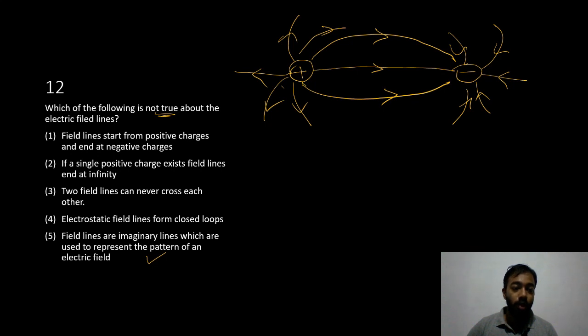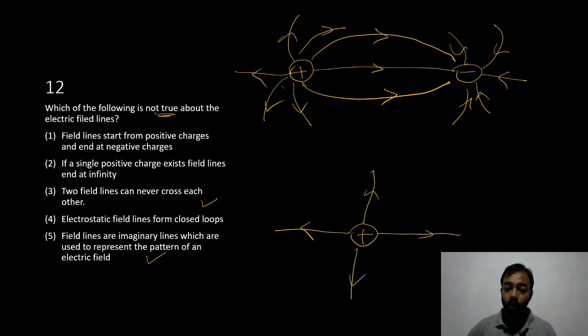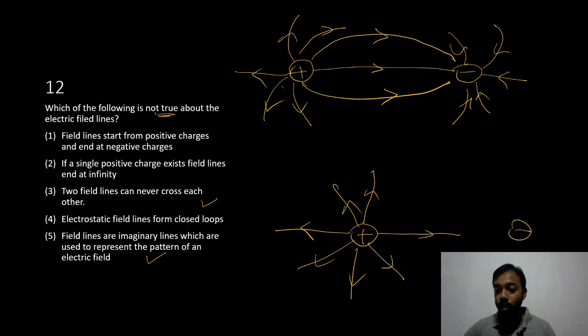Answer number 3, two field lines can never cross each other. That is also true. If a single positive charge exists, field lines end at infinity. That is also true, because if you consider a single isolated positive charge like this, field lines are starting from the positive charge and they tend to go towards infinity like this. If you consider an isolated negative charge, field lines are coming from infinity and reaching it like this. So that statement is also correct.